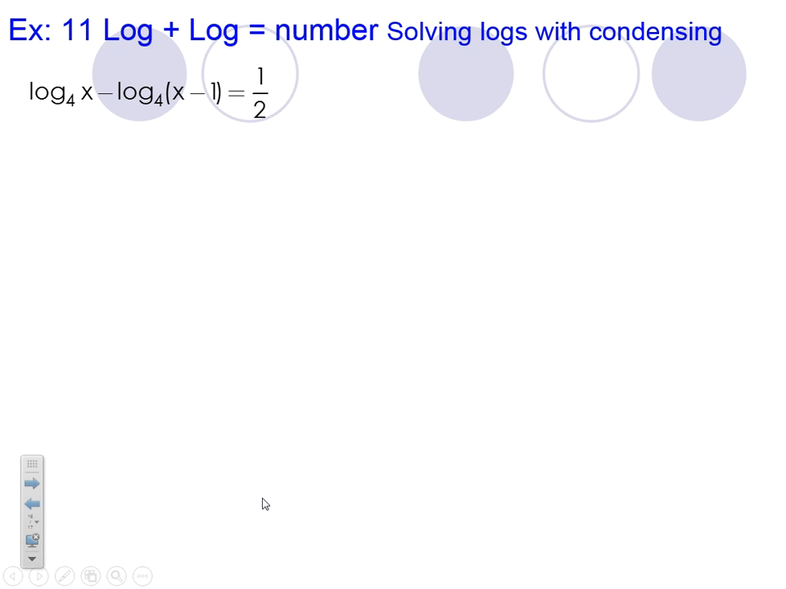All right, in this example, we see that we have log plus log equals a number, and when we have two logs on the same side of the equation, we have to use our condensing properties. So in this problem, we need to use the quotient property to condense because we are subtracting two logs. And when we use the quotient property, this is what we arrive at. Log base 4 of x over x minus 1 equals 1/2.